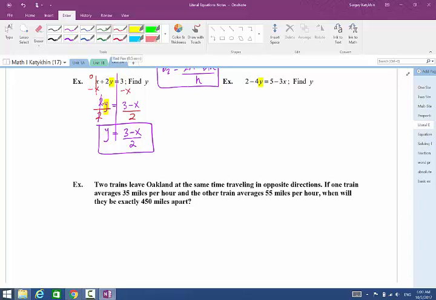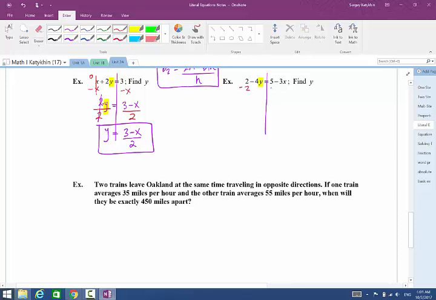So make sure you know what you're solving for. Now notice that on this side where the y is, which is your left side, you have 2 minus 4y. Notice you have a positive 2, so we have to get rid of that 2 first.